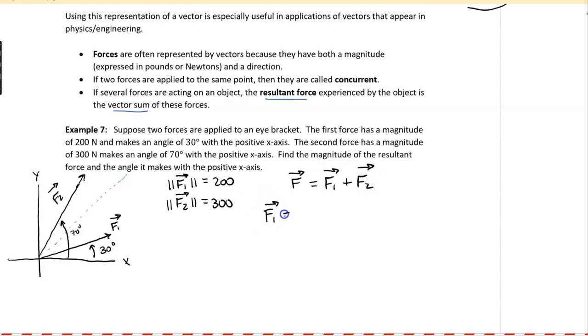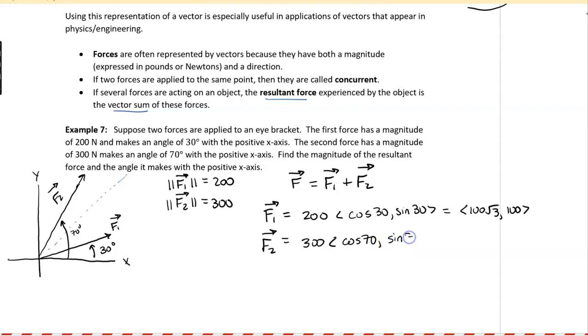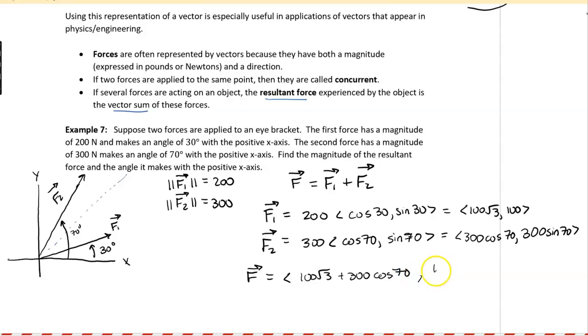We're going to use our definition from above to define F1 as 200 times the vector cosine of 30, sine of 30. We can actually simplify that by hand. It's 100 root 3, 100. F2 is 300 times the vector cosine of 70, sine of 70. That one we can't simplify by hand, so I'll leave it for right now as 300 times cosine of 70, comma 300 times sine of 70. So to get our resultant force, all we gotta do is add those two together, component-wise. So that's 100 root 3 plus 300 cosine of 70 degrees, comma 100 plus 300 sine of 70 degrees.